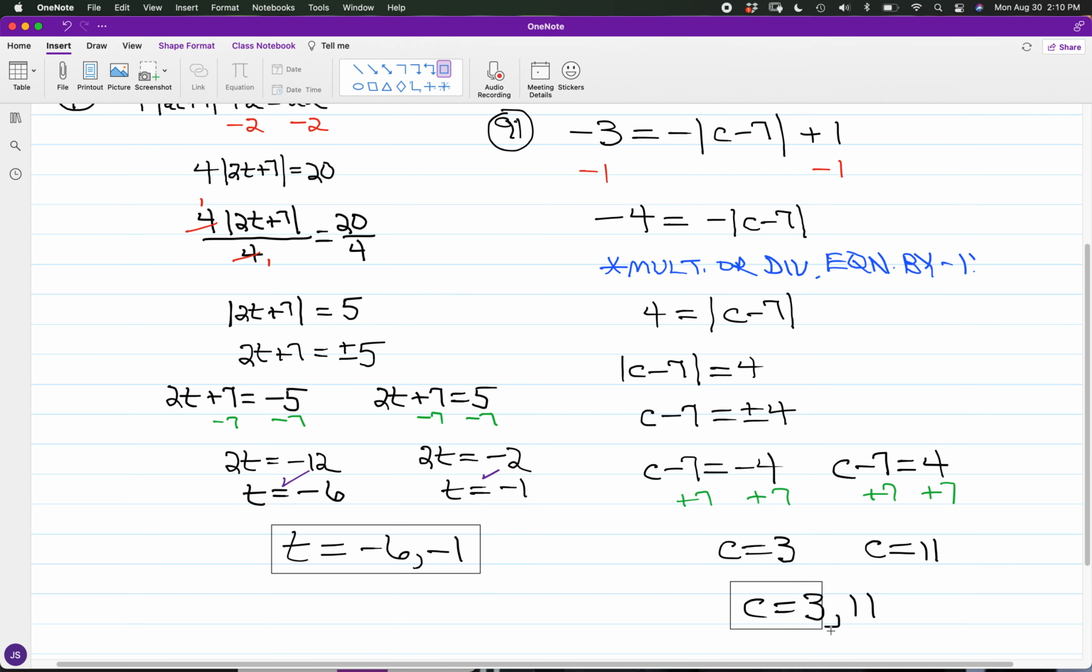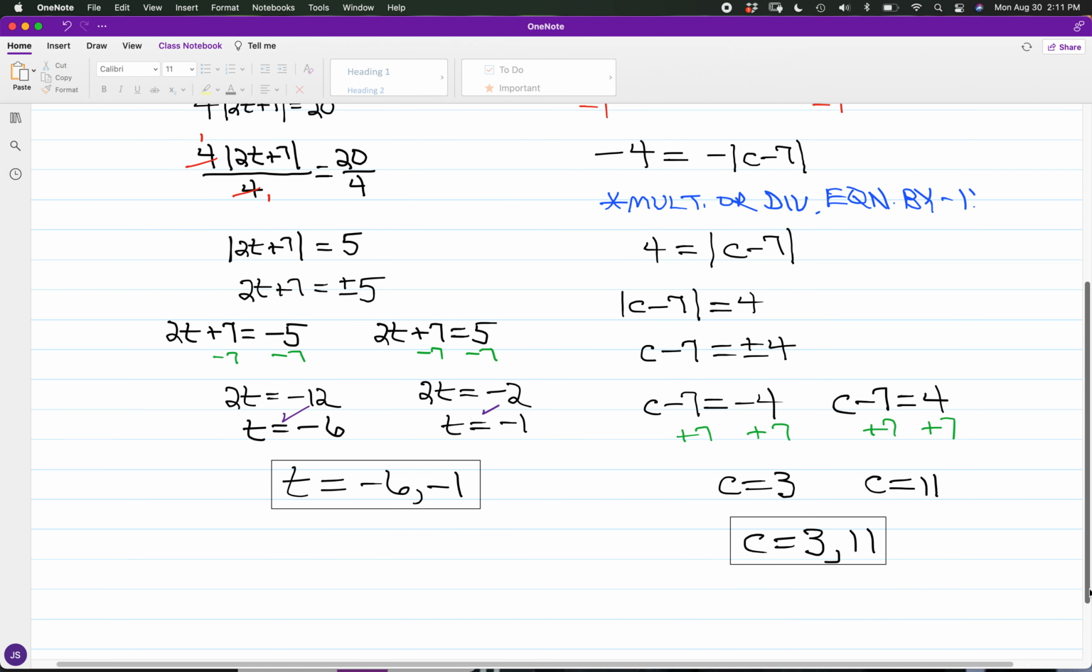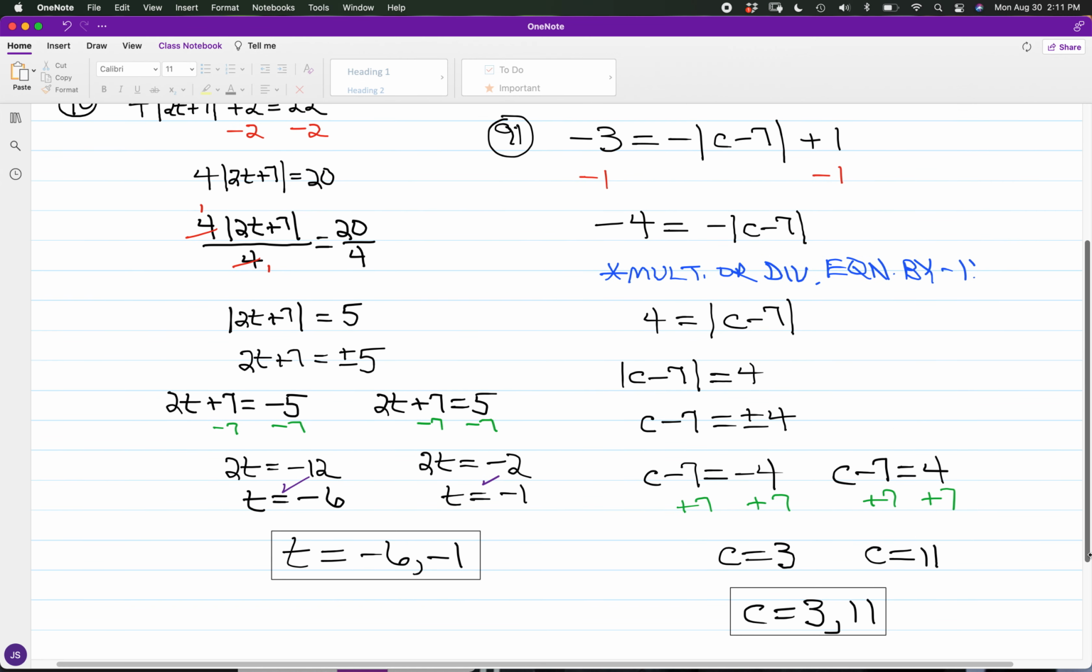And again, there's really no pressure to double check your answer as you would if you had an even root radical equation, but you can still check. If I have c at 3, 3 minus 7 is negative 4. Now the absolute value of negative 4 is a positive 4, but in spite of the absolute value being positive 4, we're going to have negative 1 times that. So you have a negative 4 plus 1 on the right, and that is equal to negative 3.